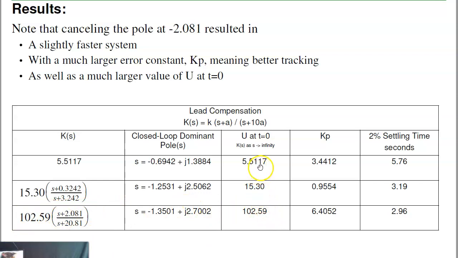And part of the assumption you're making is that my system can tolerate an input that goes from 5 to 100. If I can do this, this lead compensator works. If I can't do that, well, maybe instead of doing a 10 to 1 ratio, I should do something more like a 2 to 1 or 3 to 1 ratio, pole to zero. That ratio kind of tells you roughly how much of a kick you're going to give it at t equals 0.